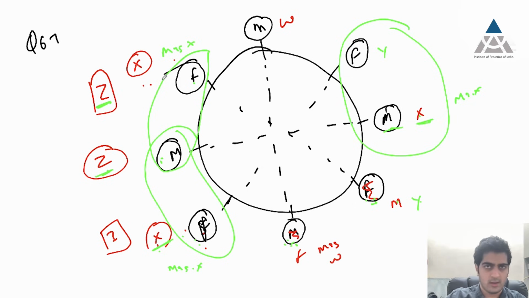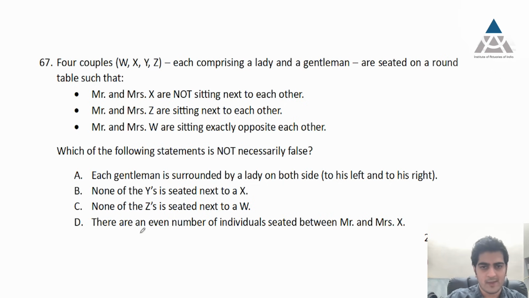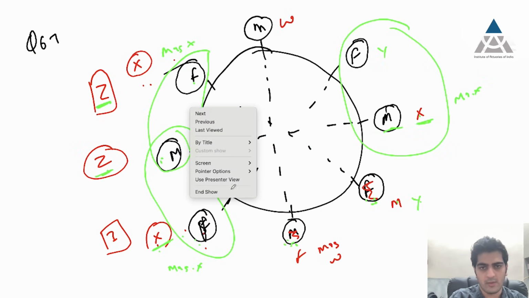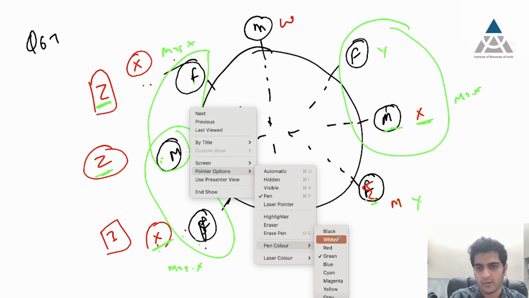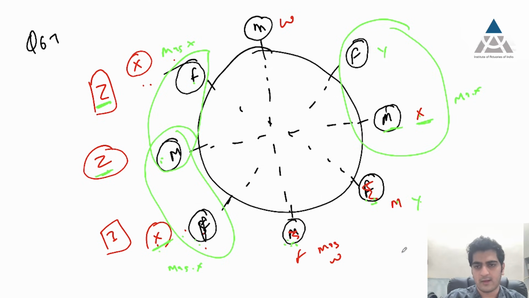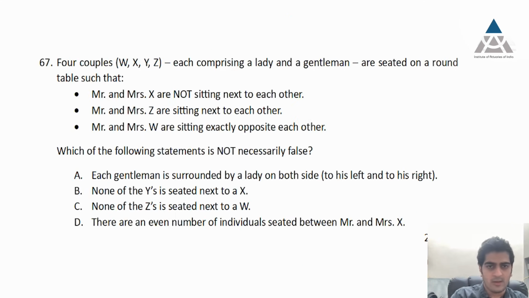Okay, so here you could have even number of people in between, which means D is definitely not false, and that's what we are asked, right? A, B, and C we realize are definitely false. D may or may not be false. So at least in this scenario you can see it is not false. So that simply means the answer to question 67 is D. Correct? So that's how you have to figure out, look at the options, look at what the question is saying, and try to work out a way.